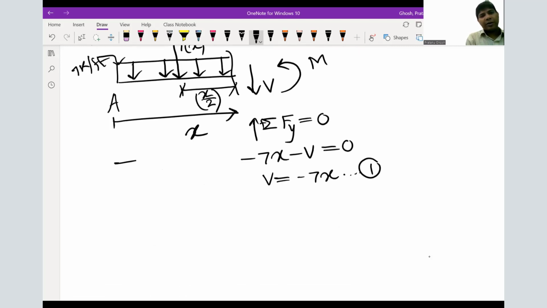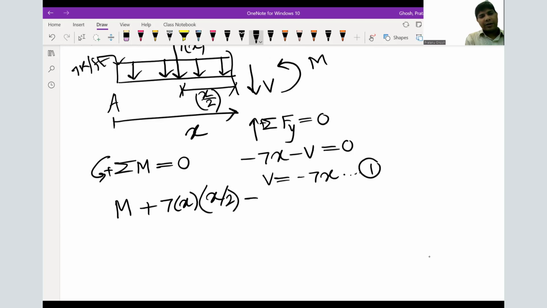Then moment equation. So step by step, M is counterclockwise positive. 7 times x, and distance is x over 2, counterclockwise moment is creating. So M is negative 7x square. Equation 2. So first shear and moment equation in first segment we have developed.